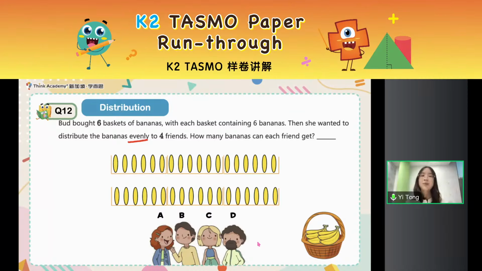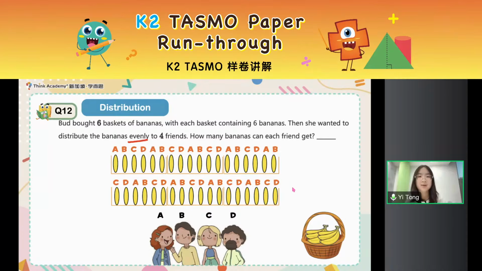And for every banana, I will give to A, then B, then C, then D, and so on. So make sure that everyone gets an equal chance. So A, B, C, D. Oh, wow. If I write this in an exam, it's so long and it takes a lot of time. Now, what's a quicker way to do this question?